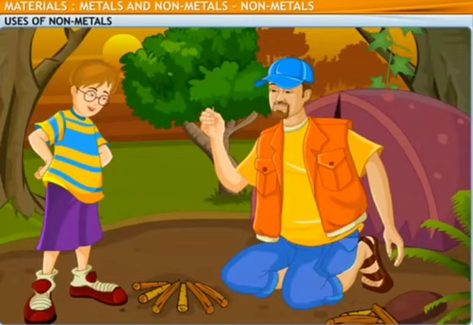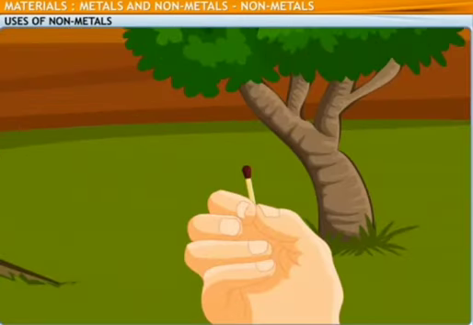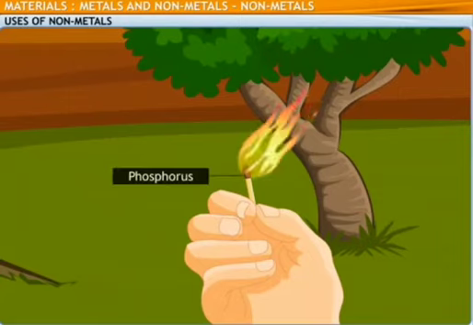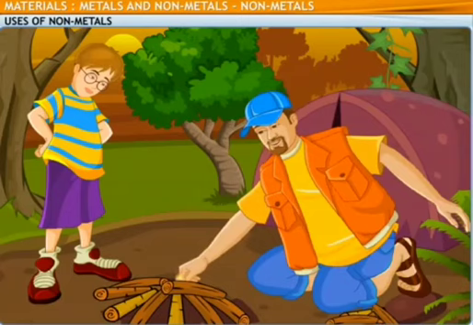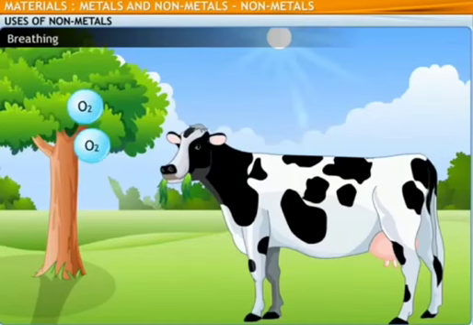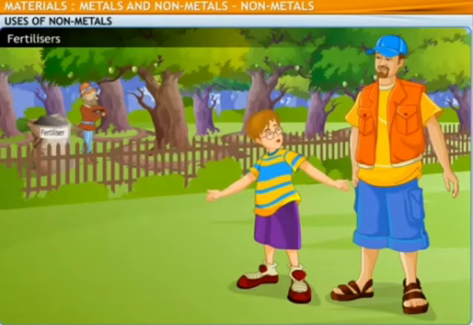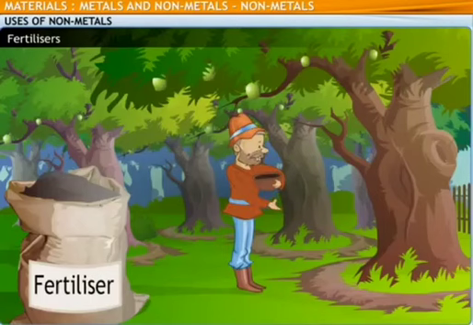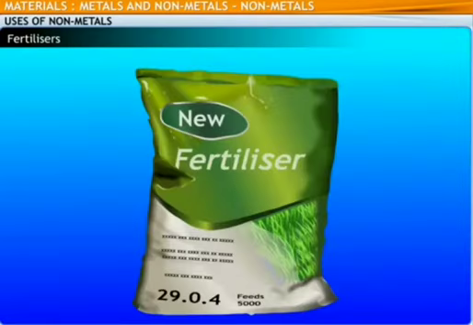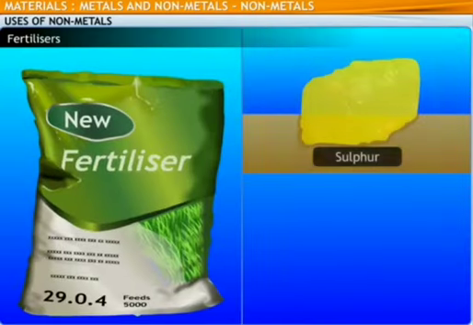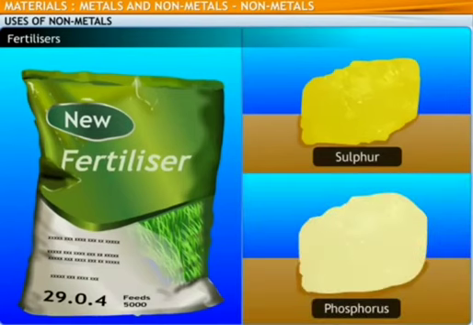Look, to light this bonfire, I'm using a matchstick. The head of this matchstick is coated with phosphorus, a non-metal. The oxygen in the air that we breathe is another example of a non-metal. Look, Dad, an orchard. What's the farmer doing? The farmer is adding fertilizers to the trees so that the trees grow well and bear fruits. Fertilizers contain non-metals like sulfur, phosphorus, and nitrogen.